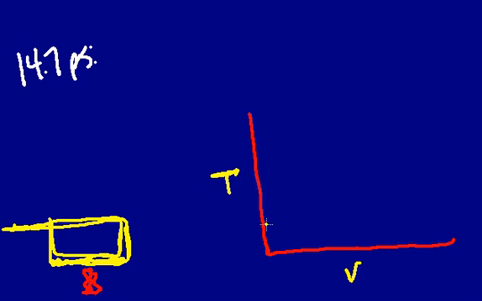If we start down here at room temperature, let's say about 70 degrees Fahrenheit, and we have a very small volume. As we add heat to it, the temperature rises, and the volume goes up ever so slightly until we reach the boiling point, which at 1 atmosphere is 212 degrees Fahrenheit. And then what happens?